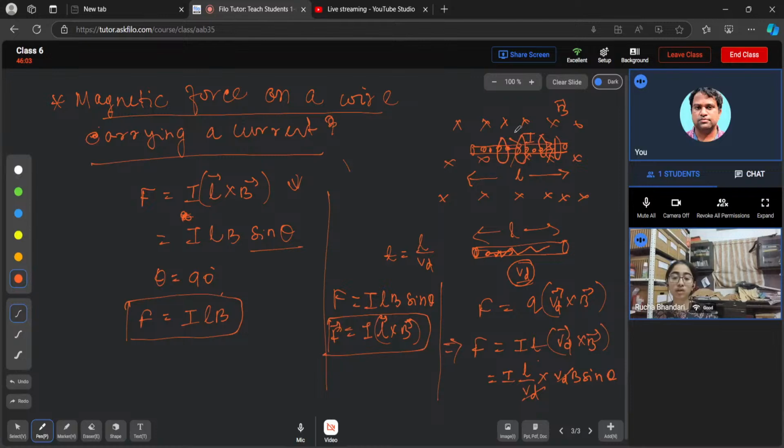These two magnetic fields will interact, so this conductor will get either an upward force or a downward force. Like it will get a force, right? It will get a push or pull force.